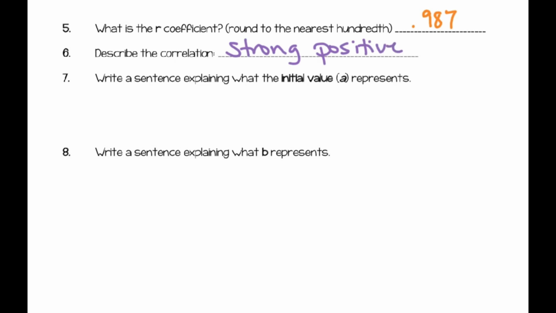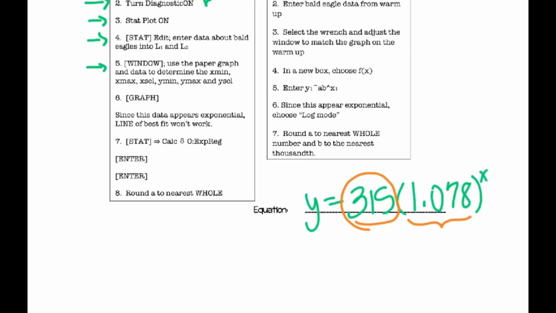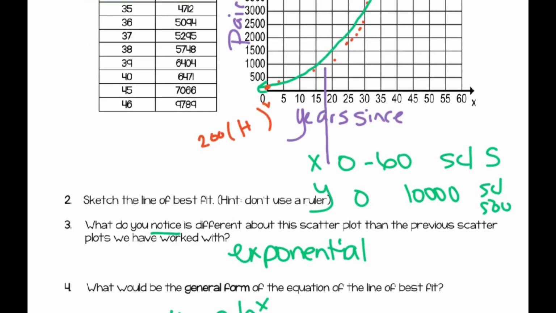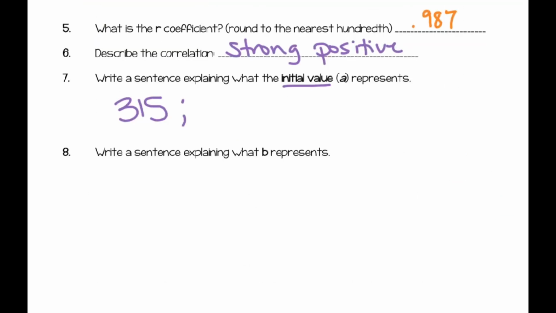Okay, write a sentence, explain what the initial value means. So what does the 315 mean? So think about, it's our initial value, it's at the beginning. So in this context of the problem, if we go back and look at what this was talking about, year 0 right there, that was since 1960, so that was at 1960. So I would say in 1960 there were 315 pairs of bald eagles.